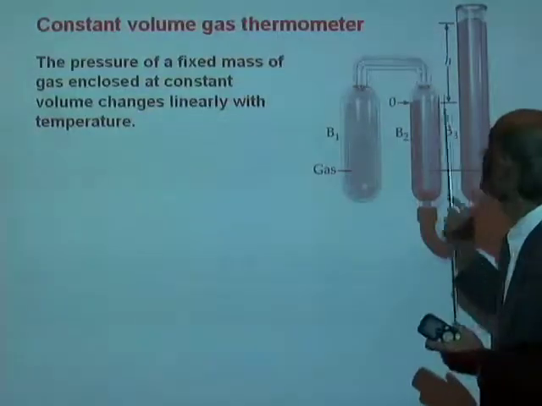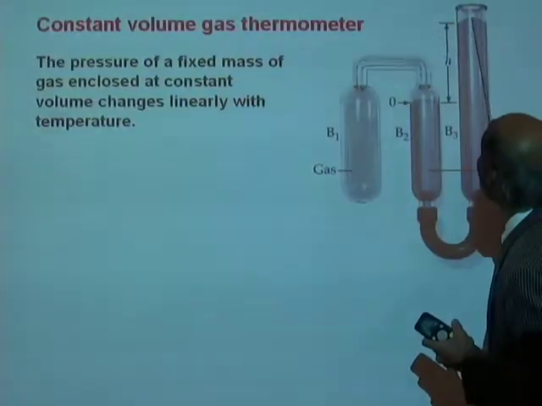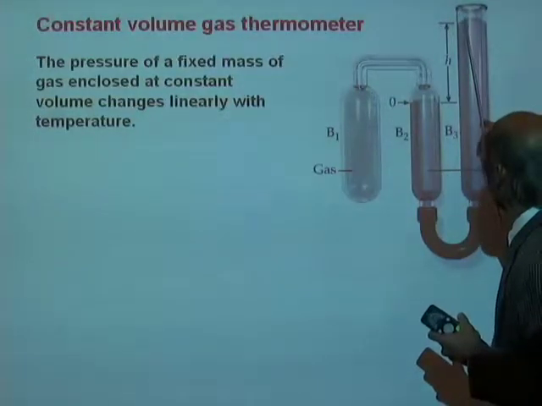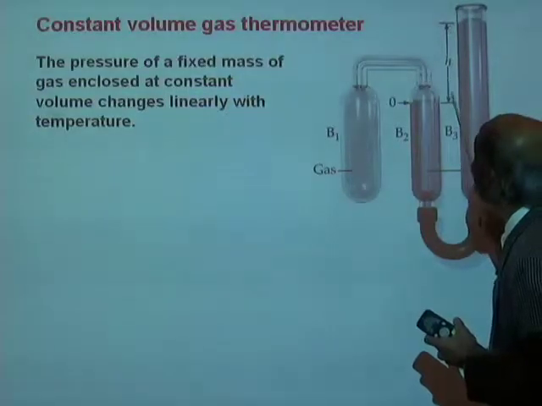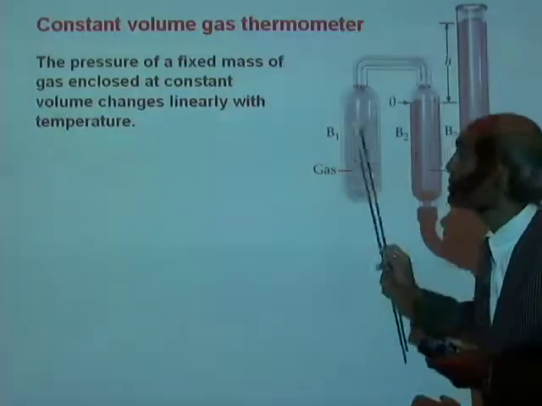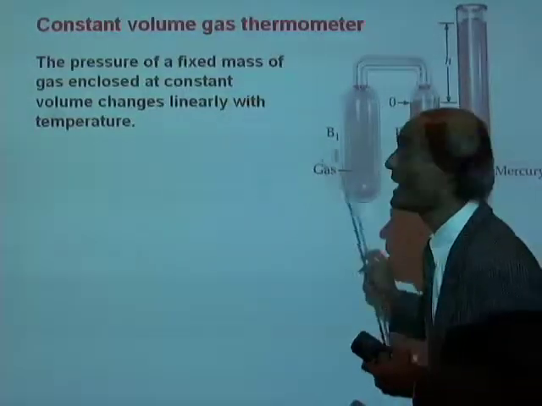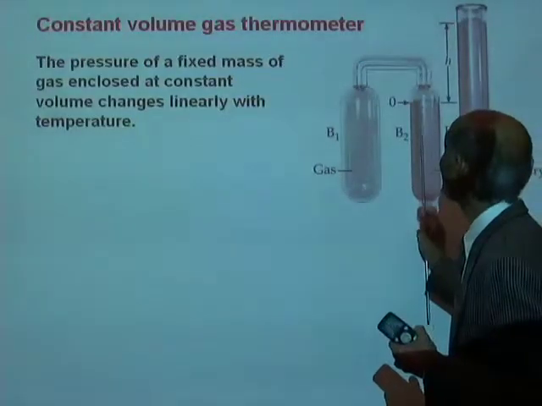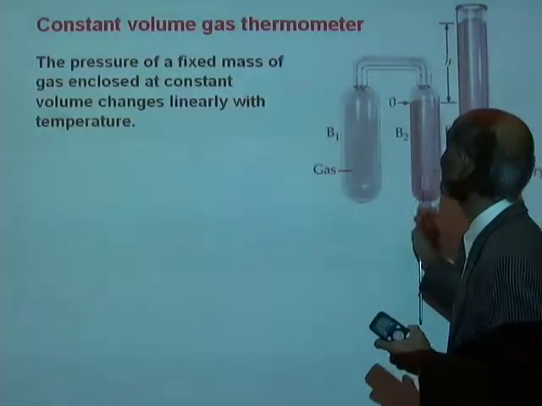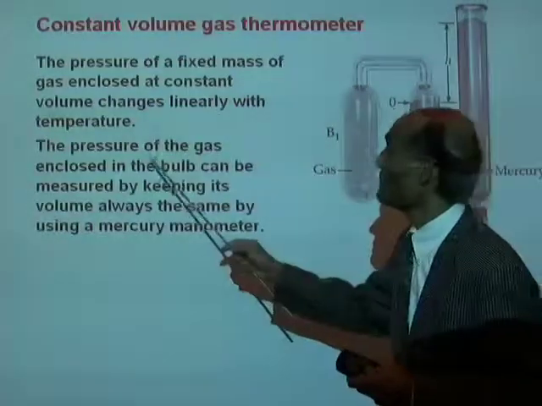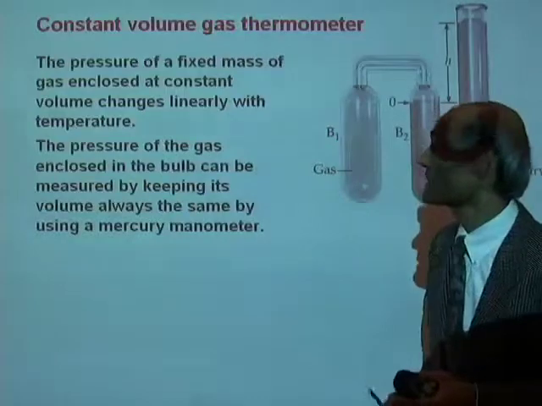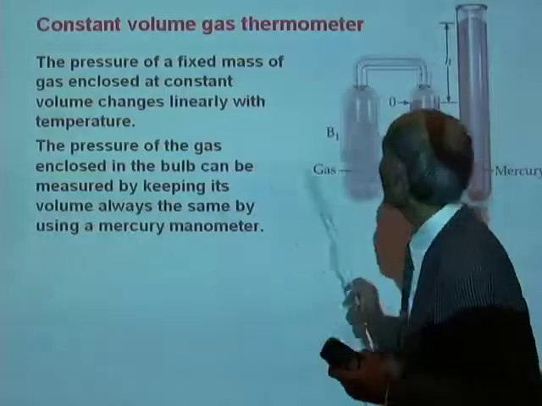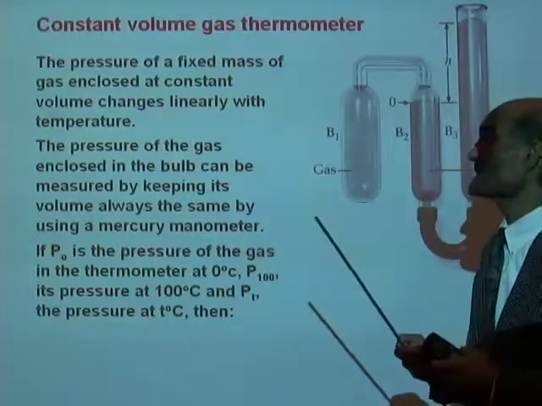How do you measure the pressure? The pressure can now be measured. The pressure at the open end is the atmospheric pressure. So this will be atmospheric pressure plus this H, the difference between the two. So you can measure the pressure at any given time, but every time you measure the pressure, make sure that the level of mercury is brought to the fixed mark. Now, the pressure of the gas enclosed in the bulb can be measured by keeping its volume always the same by using this mercury manometer.